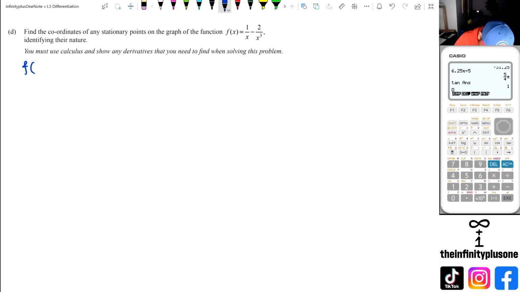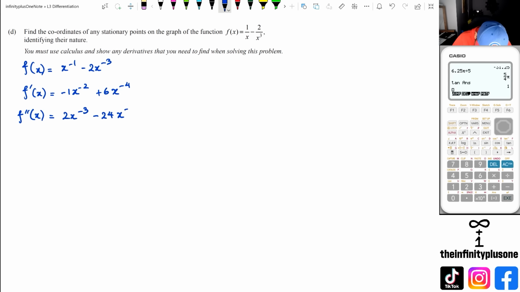We've got f of x. I'm going to rewrite f of x as x to the power of negative 1 minus 2x to the power of negative 3. So I'm going to work out what f dash of x is. F dash of x is negative 1 x to the power of minus 2, and then we've got plus 6x to the power of minus 4. Because I'm here, I'm actually going to do f double dash as well. So f double dash of x is equal to 2x to the power of negative 3 minus 24x to the power of negative 5, because we need to find the nature of the points.